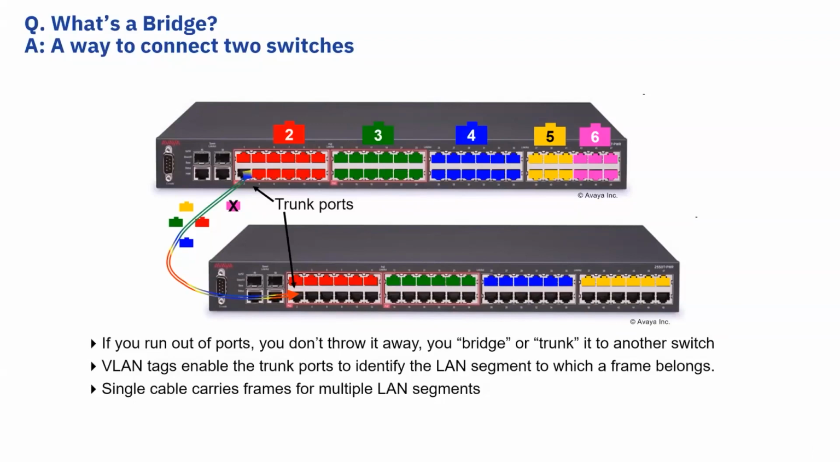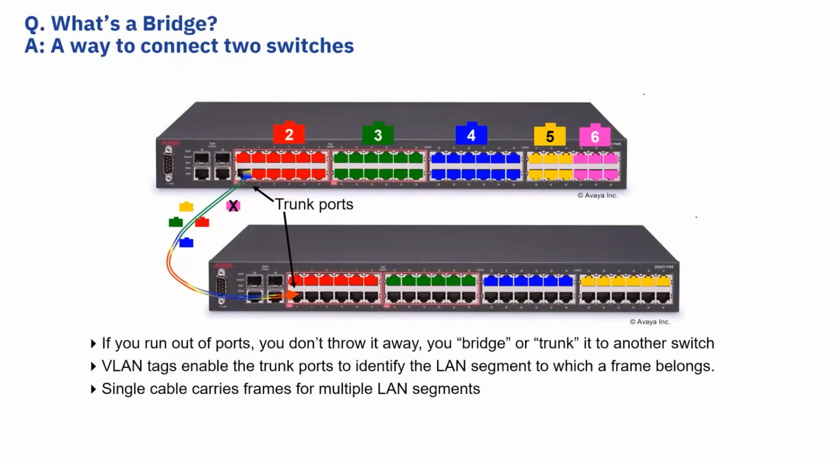Just as, for example, somebody plugged into one of the green ports issues a broadcast. Well, it only goes to the green ones on the top switch, but it also goes to the green ones on the bottom switch. So that broadcast exited the trunk port, but it was tagged green. It was tagged with the number 3. So when the receiving port received it, it said, oh, this is a broadcast for the green ones. So it sends that out to everybody plugged into its green ports. And it may be cascaded again to another one.